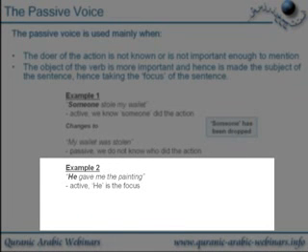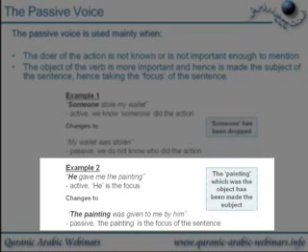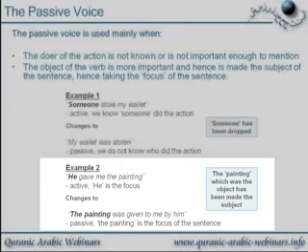Second example, he gave me the painting. Here it's active because he is the focus, i.e. he is the one doing the action. Now the painting, which was the object, we've now effectively raised it to the status of the subject. So here we say the painting was given to me by him. So now the verb give or given is in the passive voice because the painting now is the focus of the sentence.